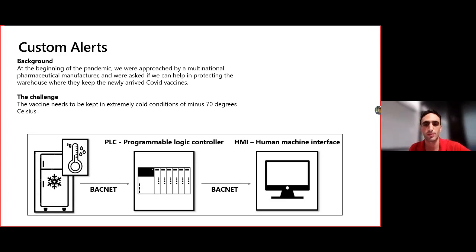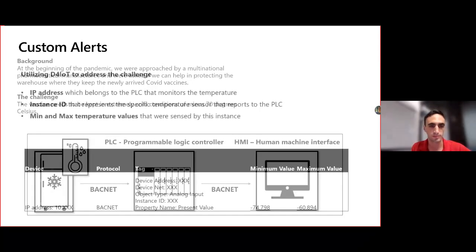This has to be around minus 70 degrees Celsius. Not sure what the Fahrenheit conversion is, but quite cold. And we offered them a solution to use the DPI, the deep packet inspection, to monitor the refrigerator's reports to the PLC and to the HMI, and from there create custom alerts.